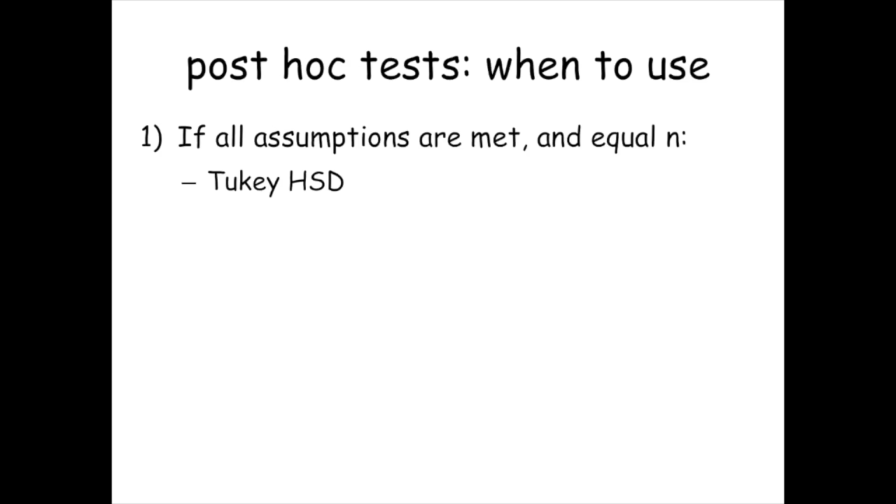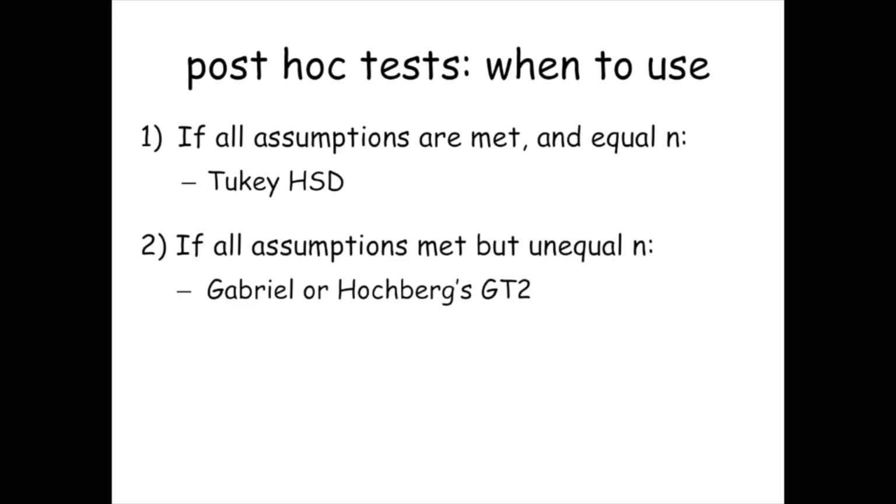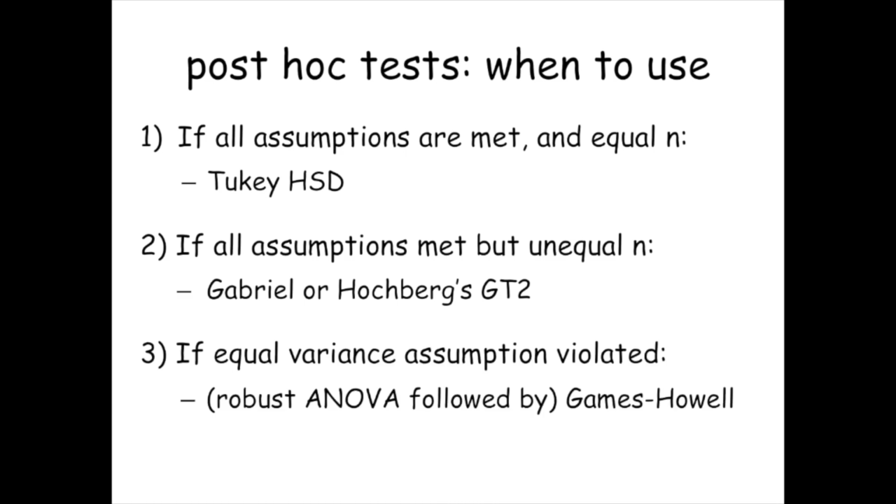If all the ANOVA assumptions have been met, and the sample sizes are equal, the Tukey HSD should be used. If the assumptions are all met but the sample sizes are slightly different, the Gabriel post-hoc test should be used. And if they are very different, the Hochberg test should be used. If the equal variance assumption is violated, we do an alternative ANOVA test that is robust to this violation, and if the ANOVA results are significant, we use the Games-Howell post-hoc test.